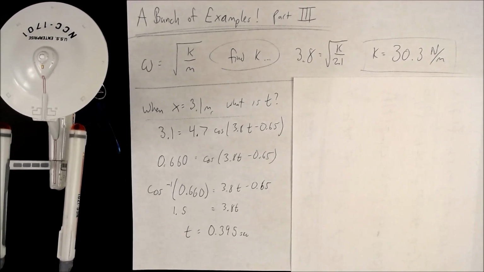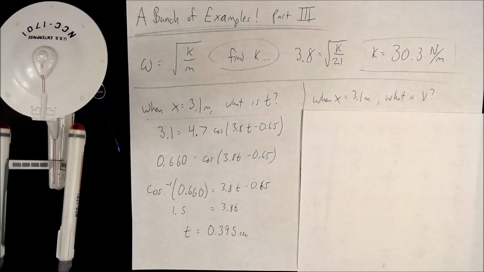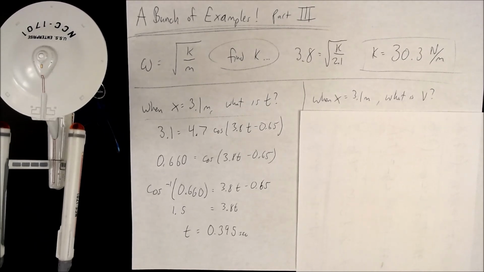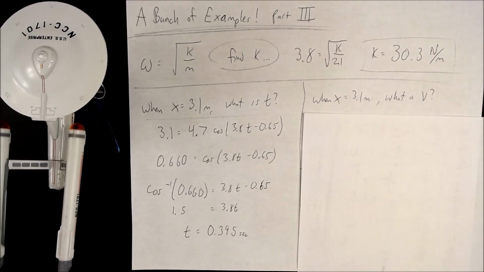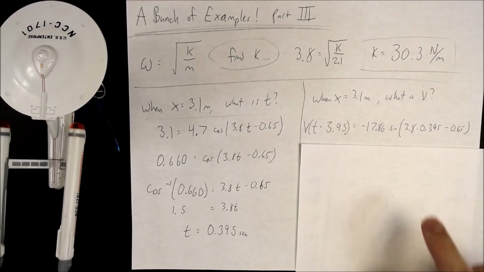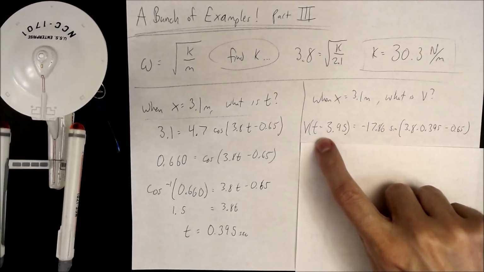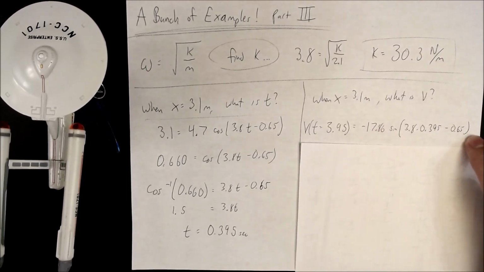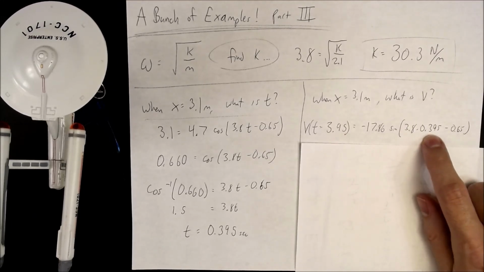What about finding the velocity? How are we going to do that? How will we find the velocity when x is at 3.1 meters? Well, we don't need to do anything special. We already know what time it's at 3.1 meters. So what are we going to do? We're just going to plug in 0.395 for t into our equation for velocity right there.